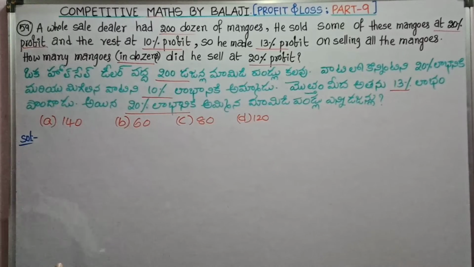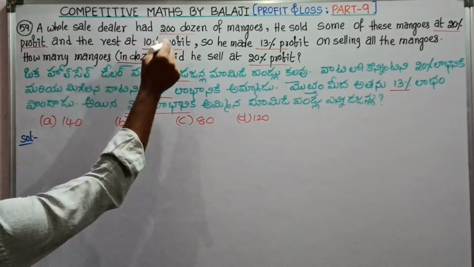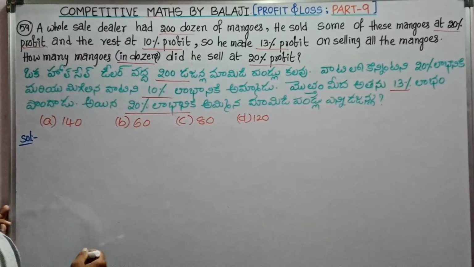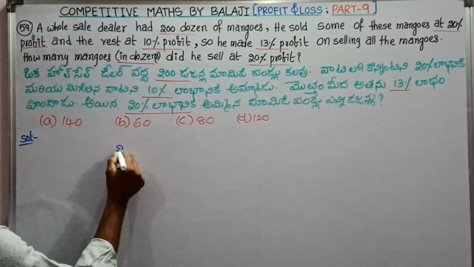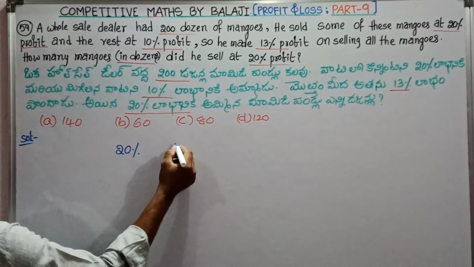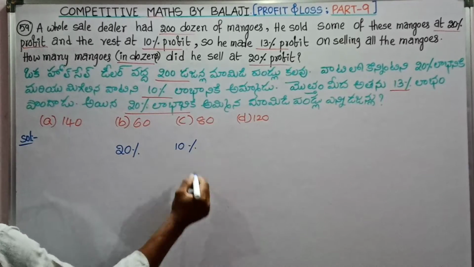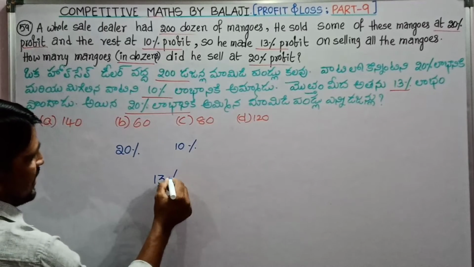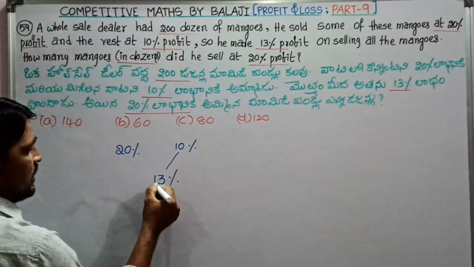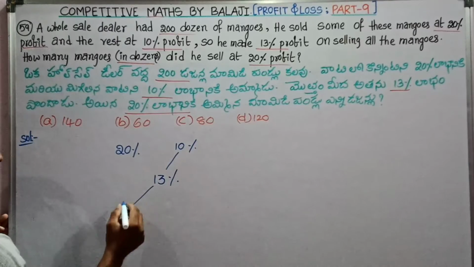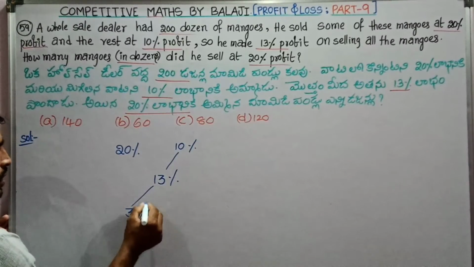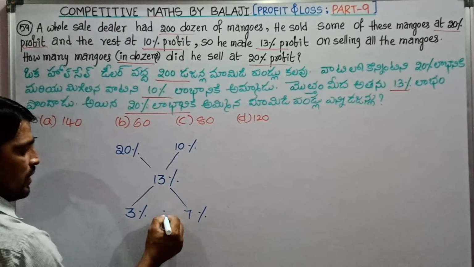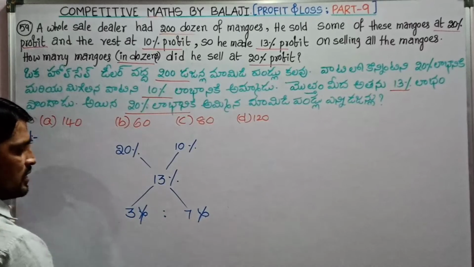Yes. Let us use the allegation on profit. Among the 200 dozens of mangoes, he sold some of these mangoes at 20% profit and the rest at 10% profit, so that he made 13% profit on the whole transaction. Simply consider the difference of 13 and 10 is 3%, and similarly the difference of 20 and 13 is 7%. Consider the ratio, percentage gets cancelled.